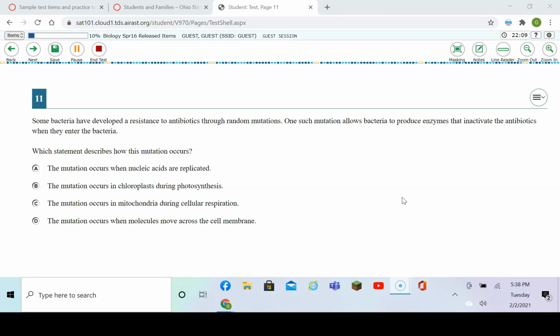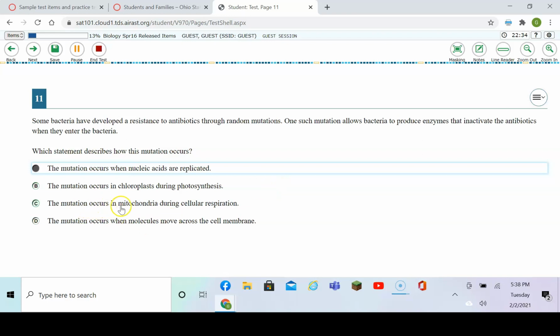The mutation occurs when molecules move across the cell membrane. Well, the answer is the mutation occurs when nucleic acids are replicated. Remember, nucleic acids are DNA. You cannot say the mutation occurs in chloroplast during photosynthesis, right?